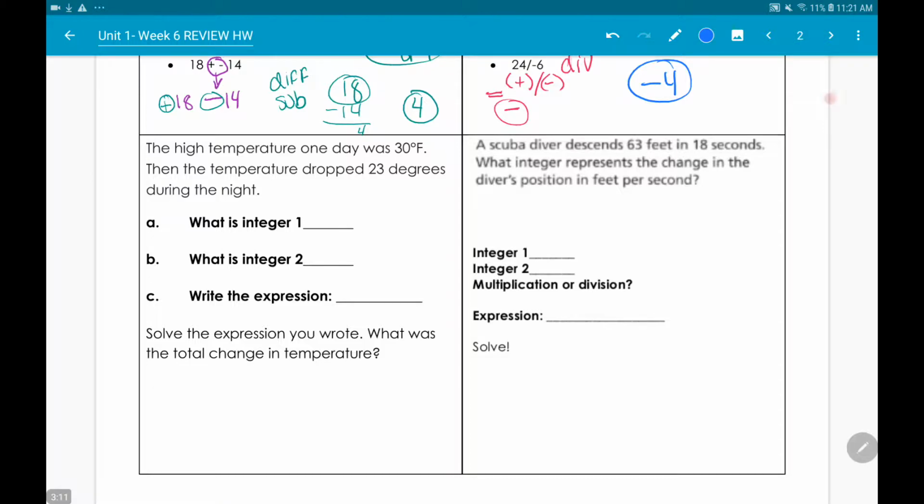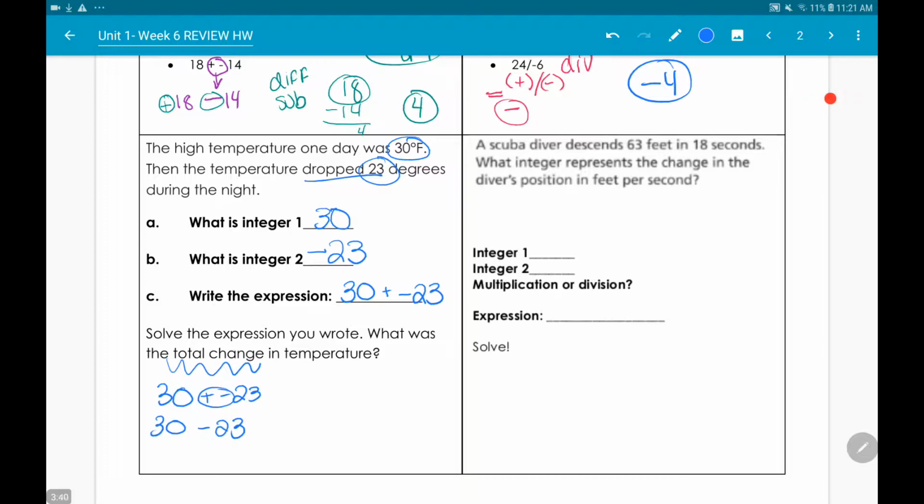All right, the high temperature of one day was 30 degrees, and then it dropped 23 degrees. What was the total change in temperature? Remember, total means to add. So I'm going to go ahead and solve it now. Double signs. Now they're different, so I subtract.